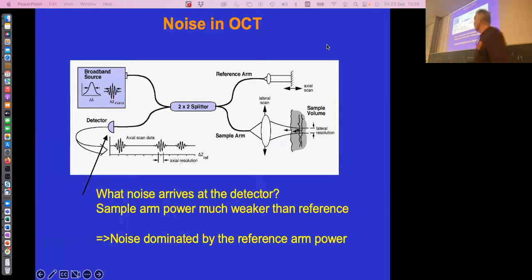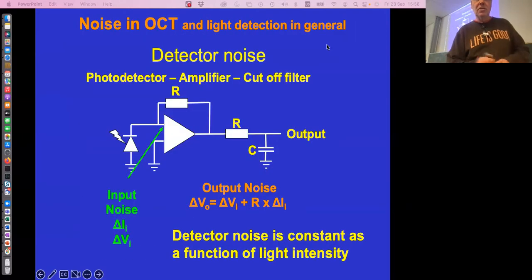Okay. So, what kind of noise arrives at this detector? Oh, I make a big jump here. I'm going to skip this one. I'll get back to that later.